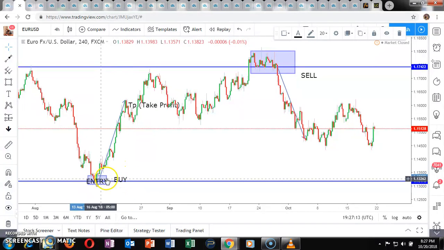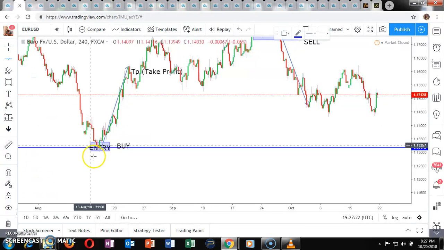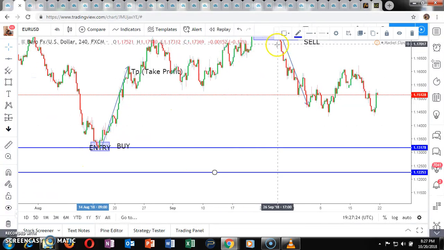Basically you buy at entry and then you take profit here. I'm very sure most of us wouldn't know. Basically, okay, and this is your stop loss. I will make this red.